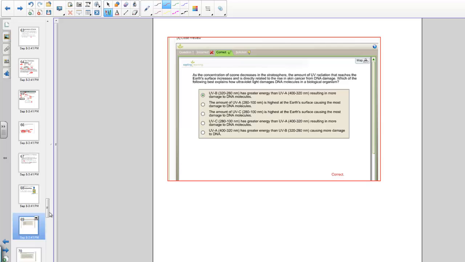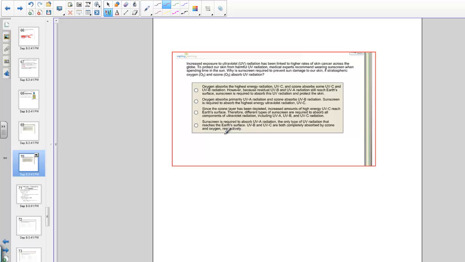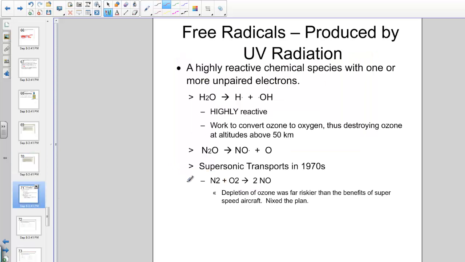And the rest of these are processing questions related to your Sapling, looking at how UVA, UVB, and UVC affect skin cancer. We know UVB is greater energy than A, resulting in more damage to DNA molecules. There's your Sapling here. There's just processing questions related to those things we've been talking about.